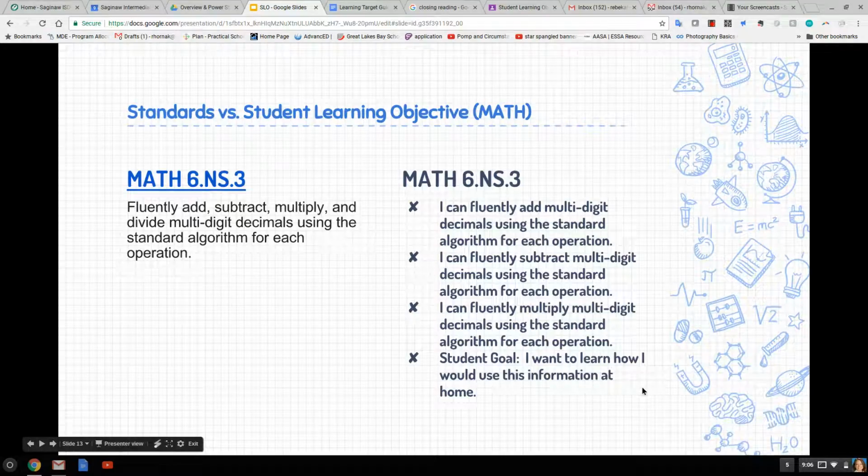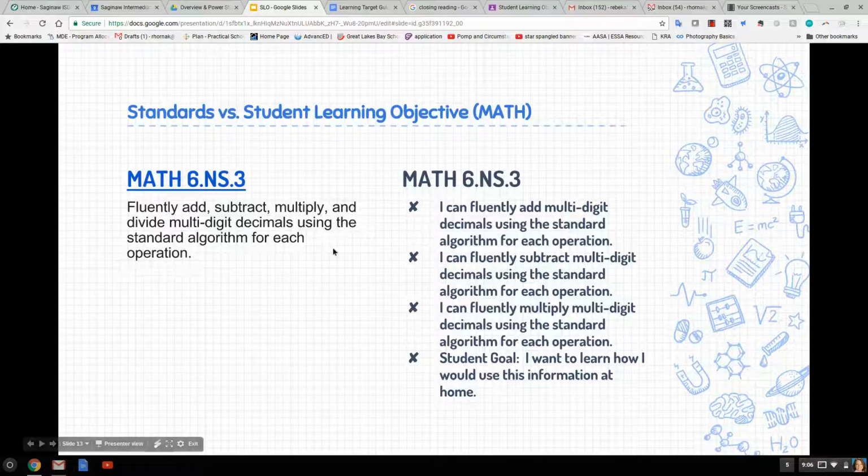Okay, so going back to our original overview slides, I gave you elementary examples, here are some middle school examples, and then when I go to Heritage this week, I'll provide high school examples. So once again, learning targets: all this person has done is write I can fluently add, I can fluently subtract, I can fluently multiply, and there's a student goal.